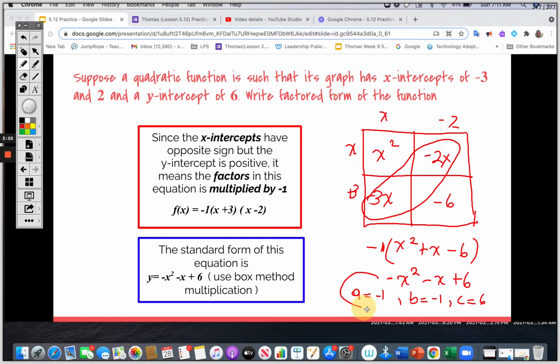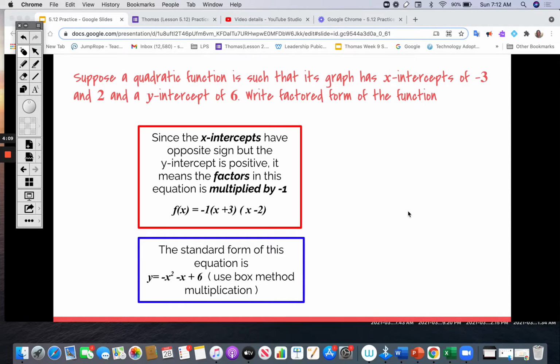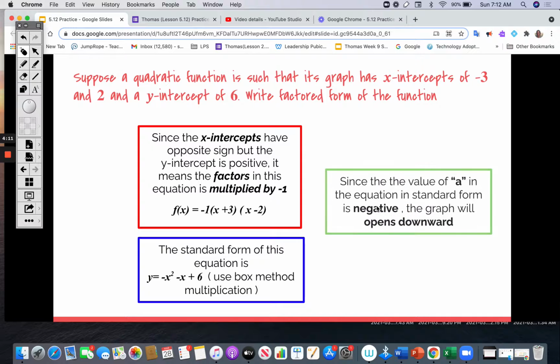And the term that determines how the graph opens is a. If a is positive, it opens upwards. If a is negative, it opens downwards. So in this particular case, a is negative, so it therefore means that your graph is going to be opening downwards. So since a in the equation in standard form is negative, the graph will open downwards.